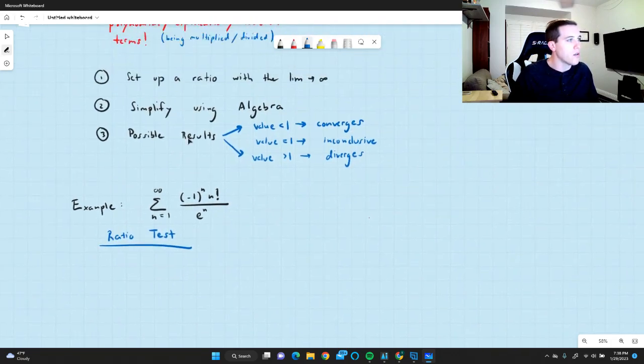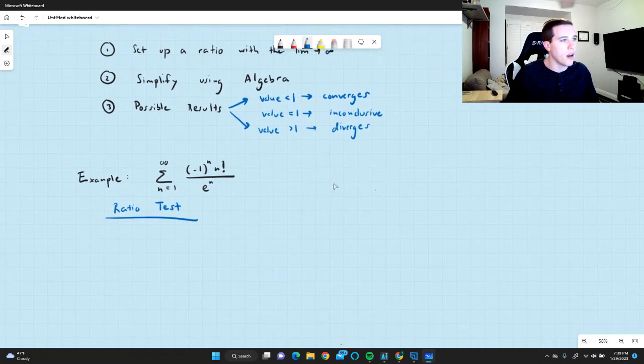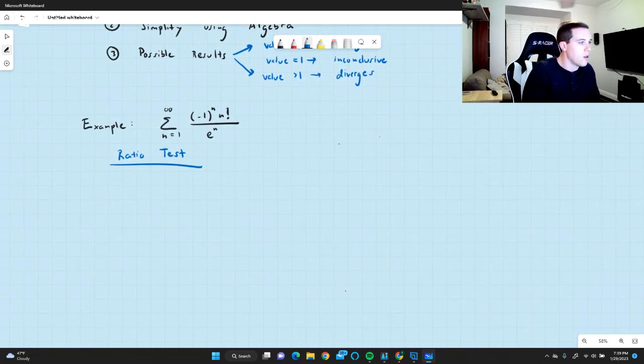Here's what I said to do. Set up a ratio with the limit approaching infinity. So you take the limit as n approaches infinity, and you take the series that you are given. In this case, we actually get to ignore the alternating component, because if we kept it in, we'd get the same answer because it would kind of cancel out. We'd end up with a negative, and once we take the absolute value at the end, it would go away. So I'm giving you a shortcut here. You don't have to include the alternating component when doing the ratio test. Just plug everything else in.